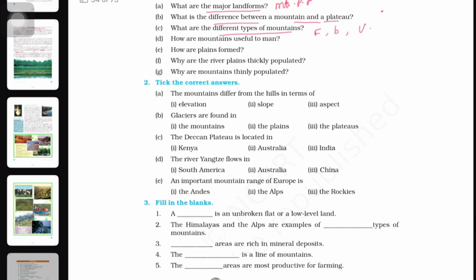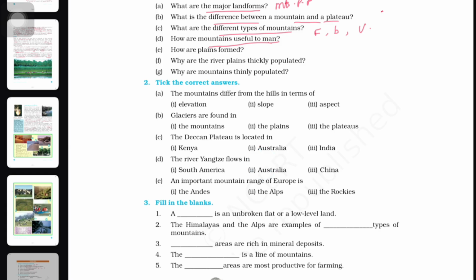Then comes, how are mountains useful to man? Okay, so we have read about the uses: it provides a good storehouse of water, a reservoir, and also water used for irrigation and hydroelectricity, and they have a rich variety of flora and fauna, and also a source of tourism, which helps in the economic growth of a country.